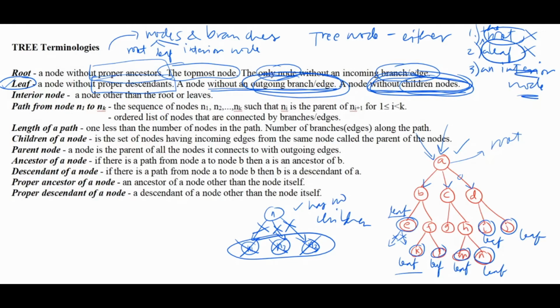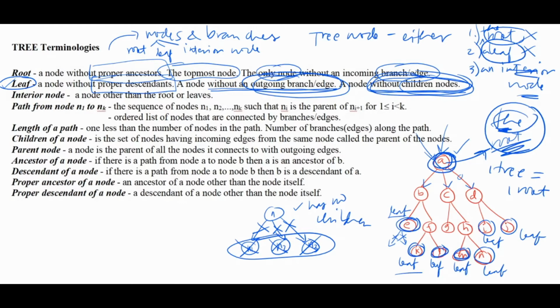So in this given tree, we identified A to be the root of the tree. Okay, take note, the root. We say "the root" because it is the only one. There is no other root. There is only one root in one tree. So A is the root, and E, K, L, M, N, I, J are leaves.